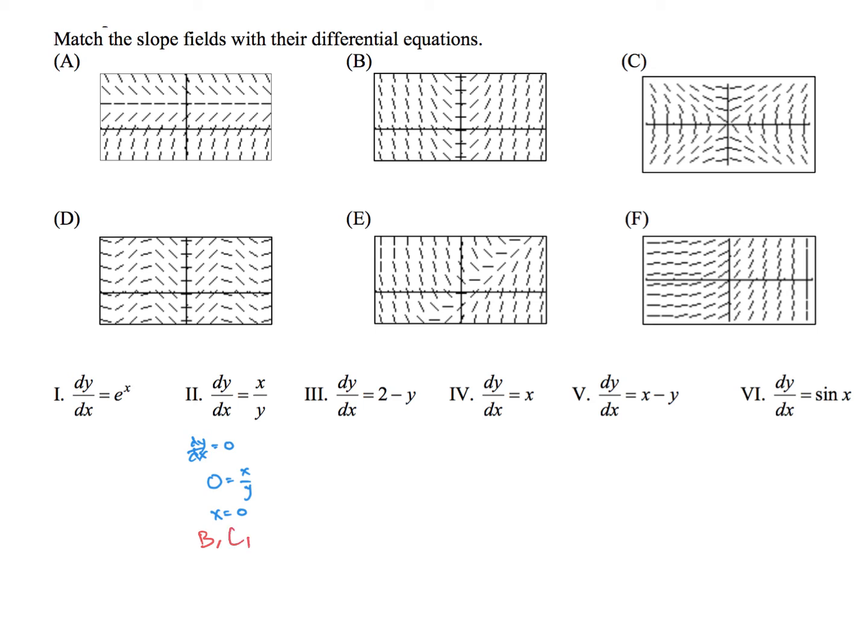Let's look at D. Does D have it? Yes. Does E have it? No. Does F have it? No. So we're in between B, C, and D on that one right now. We're going to keep moving.